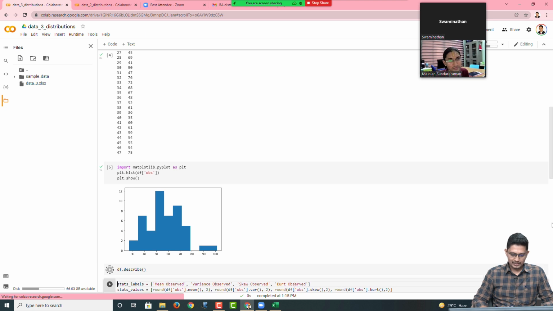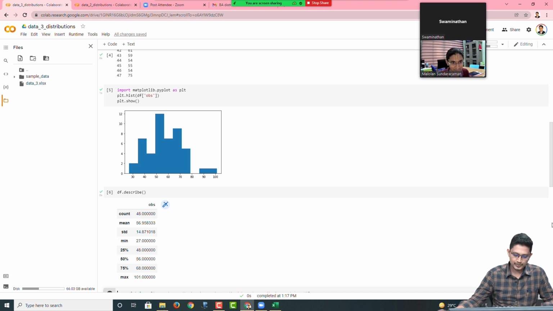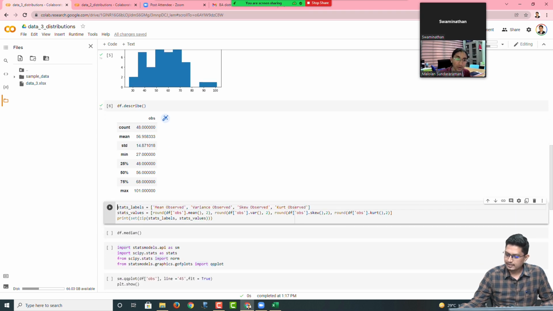Sure. So next, let's have a look at the basic descriptive stats. The mean seems to be 56.95 and the standard deviation is relatively low. So we have around 14.87 as standard deviation. The minimum value is 27 and the maximum value is 101 and the median is 56.